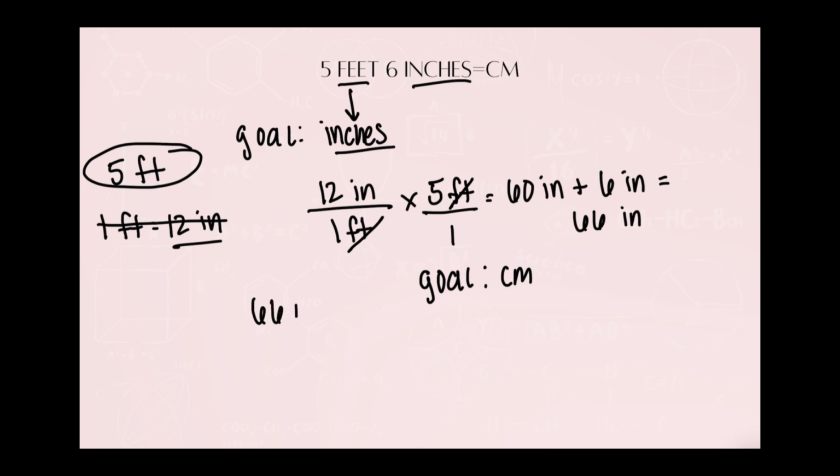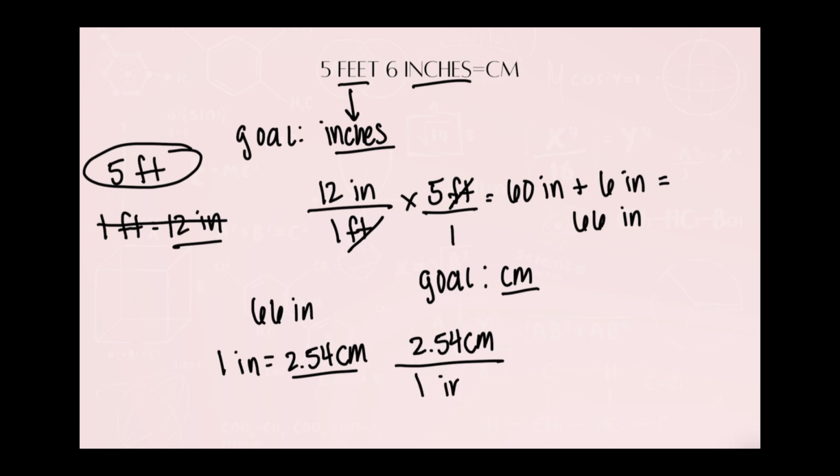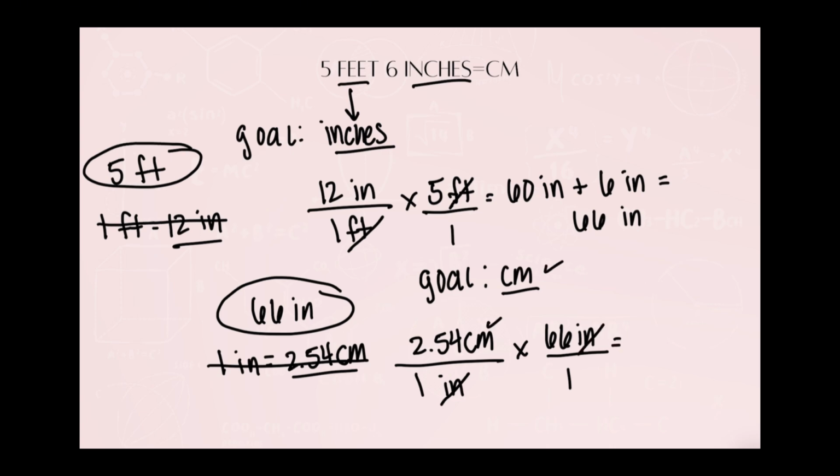So our puzzle pieces are our 66 inches, and our conversion, 1 inch equals 2.54 centimeters. I'm looking for centimeters. I start with what I'm looking for. So I'll do 2.54 centimeters over 1 inch. I put my puzzle piece that has the inches next, and I'll put it over 1 because it's by itself. I'll cross my units of measure out, which are the inches, and I'm left with centimeters. So 2.54 multiplied by 66 is going to give us our centimeter amount, which is 167.64 centimeters.